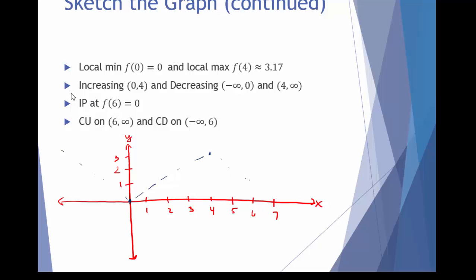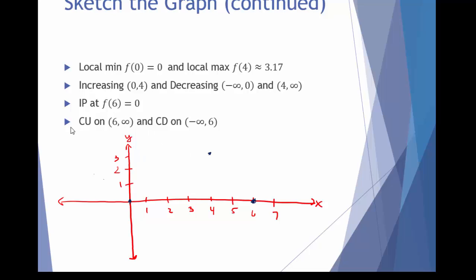I also need to make sure I have an inflection point at f of 6 equals 0. So not only do I know that this is an inflection point, I also know it's a point on my curve. So it should go down to 0, 0, up to 4, 3.17, down to 6, 0, and then continue down. Okay, so I've got an idea of what the increasing, decreasing part of this looks like. Once I have that, then I go ahead and worry about the concavity. So let me erase this. I am going to leave the points though because those are on there.